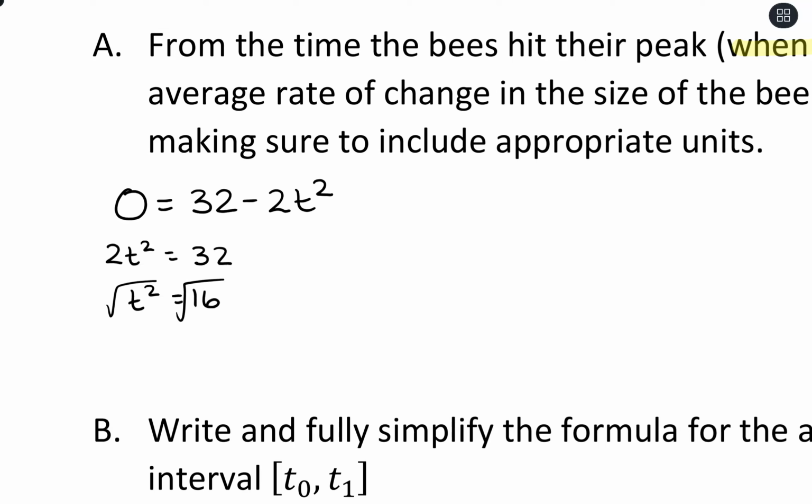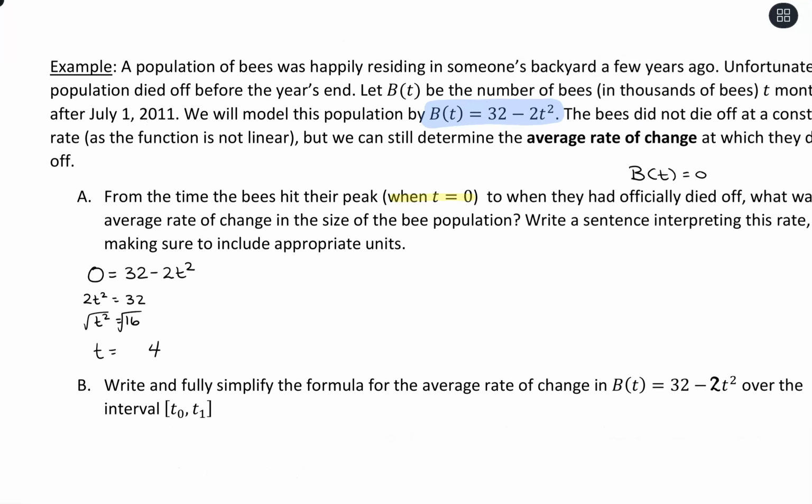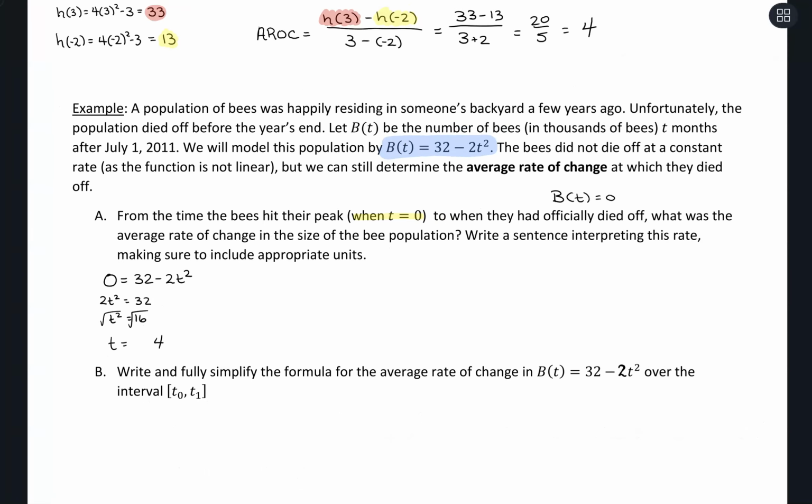Taking the square root of both sides, we'd have t equals plus or minus 4. However, in this context it only makes sense to have the positive. So when t equals 4, that's when our population dies off. With that, I'm going to look at the average rate of change from t equals 0 to t equals 4. So we're going to go b of 4 minus b of 0 over 4 minus 0.